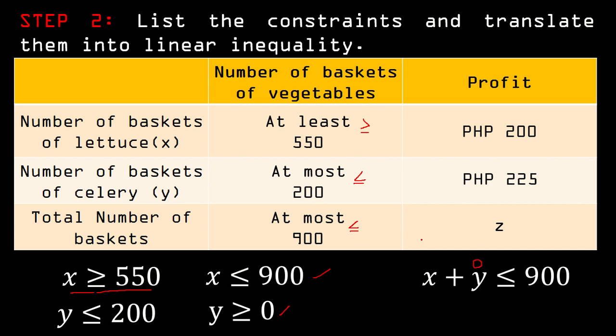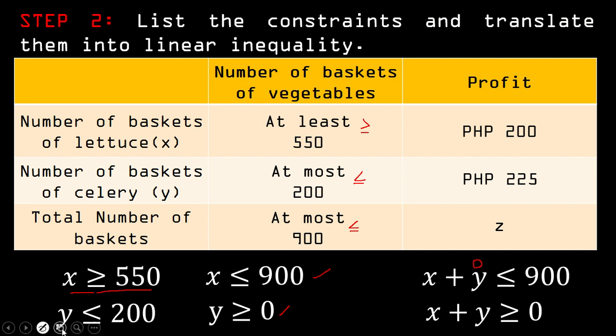And then also, let's have the constraint for the sum. Since we can't have a negative value for its sum, the sum should be greater than or equal to 0. So, in this case, we have 6 constraints here.